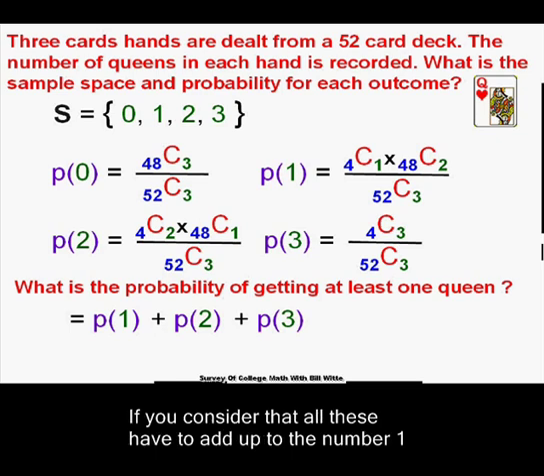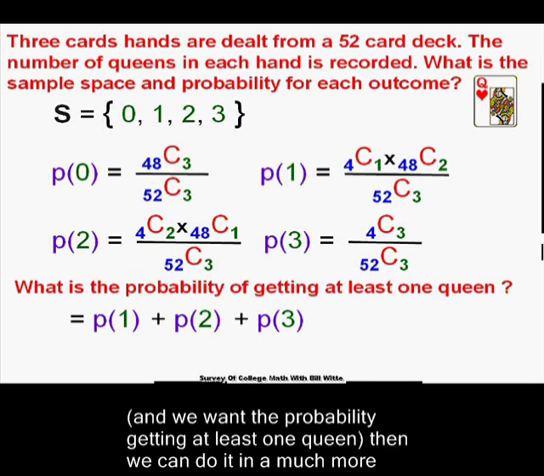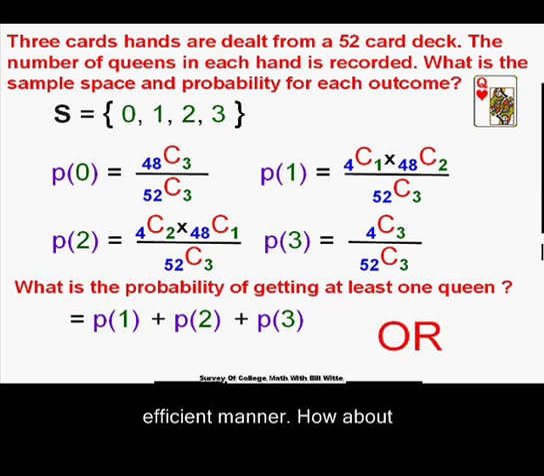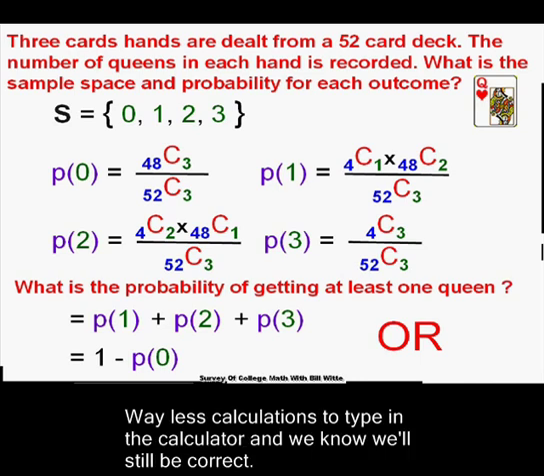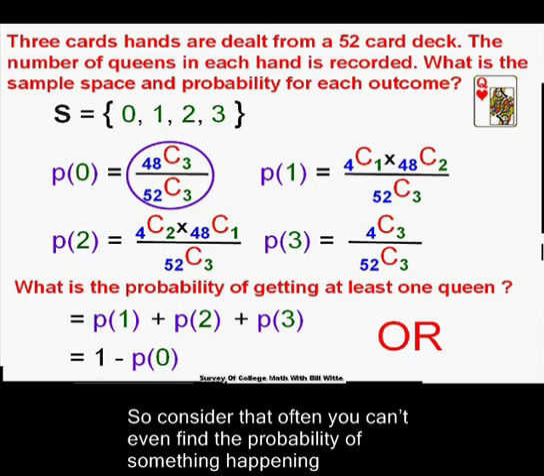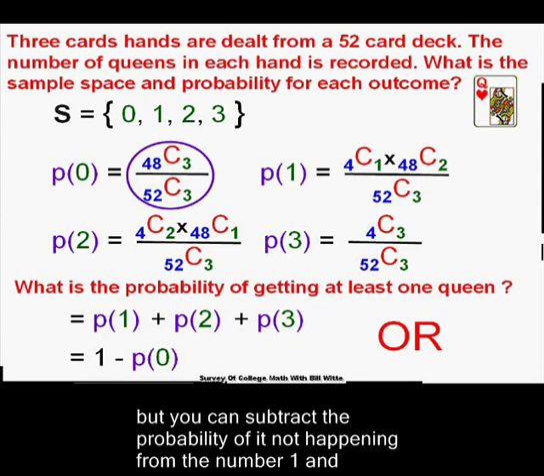Because if you consider that all of these have to add up to 1, we want to get the probability of getting at least 1 queen. Hey, wait just a minute. We can do it in a much more efficient manner. How about subtract, since they all are supposed to add up to 1, the probability of getting no queens from the number 1. It'll be way less calculations, and we know we'll be right. So consider that. And often you can't even find the probability of something happening, but you can subtract the probability of it not happening from 1 and get the answer. That's going to be a common trick in probabilities, so get used to that.